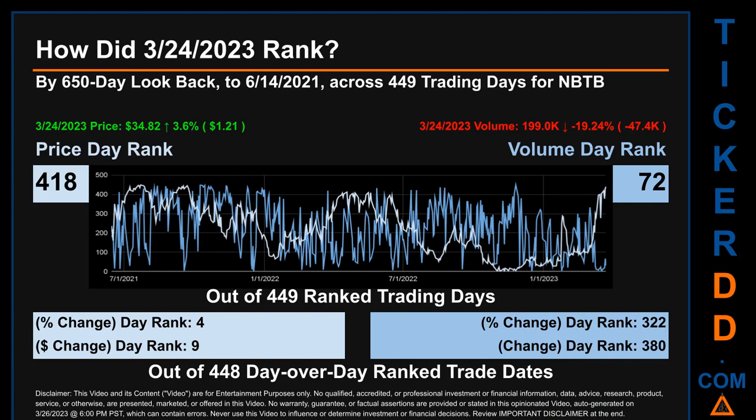The line graph overlays price and volume's daily ranking, as shown respectively in light versus dark blue, across those target days' trading days. In this view, essentially the dips are good whereas the spikes are bad. The price's day-over-day percentage change, jumping 3.6% on March 24, 2023, had a day rank of 4 while its dollar difference of $1.21 had a rank of 9 when compared day over day across 448 trading days. Volume's percentage change and difference were ranked respectively at 322 and 380.